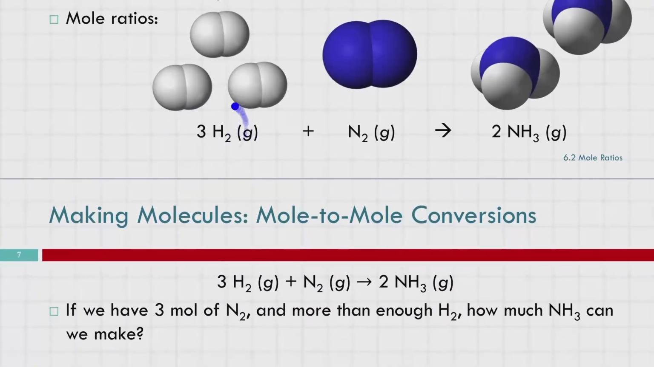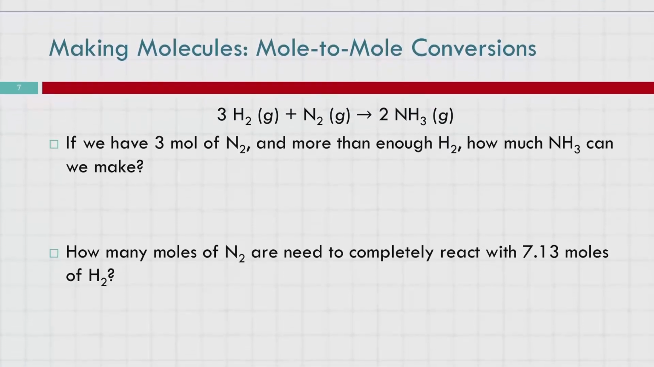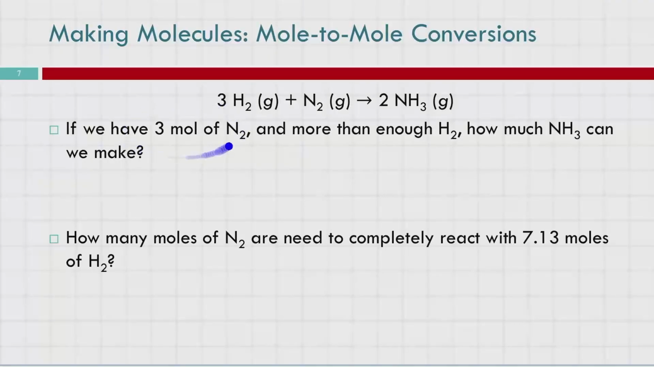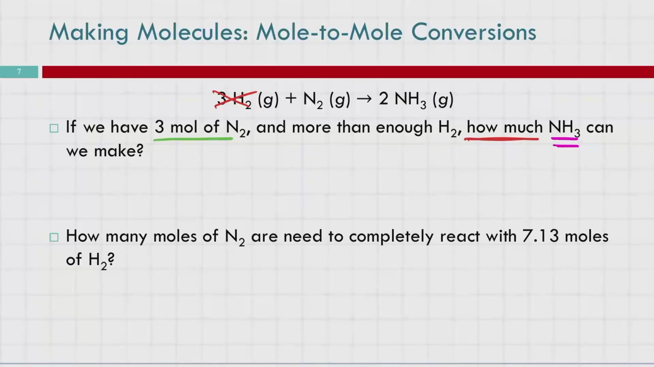So stuff that we can do with this, we can use these coefficients, the 3, the invisible 1, the 2, to convert between any of those 3 chemicals however we want to. For example, if we have 3 moles of N2, underline that, 3 moles of N2, and more than enough H2, so we don't have to worry about H2, how much NH3 can we make? Our question words here are how much. So that tells us we're looking for NH3. So 3 moles of N2, turning that into NH3.